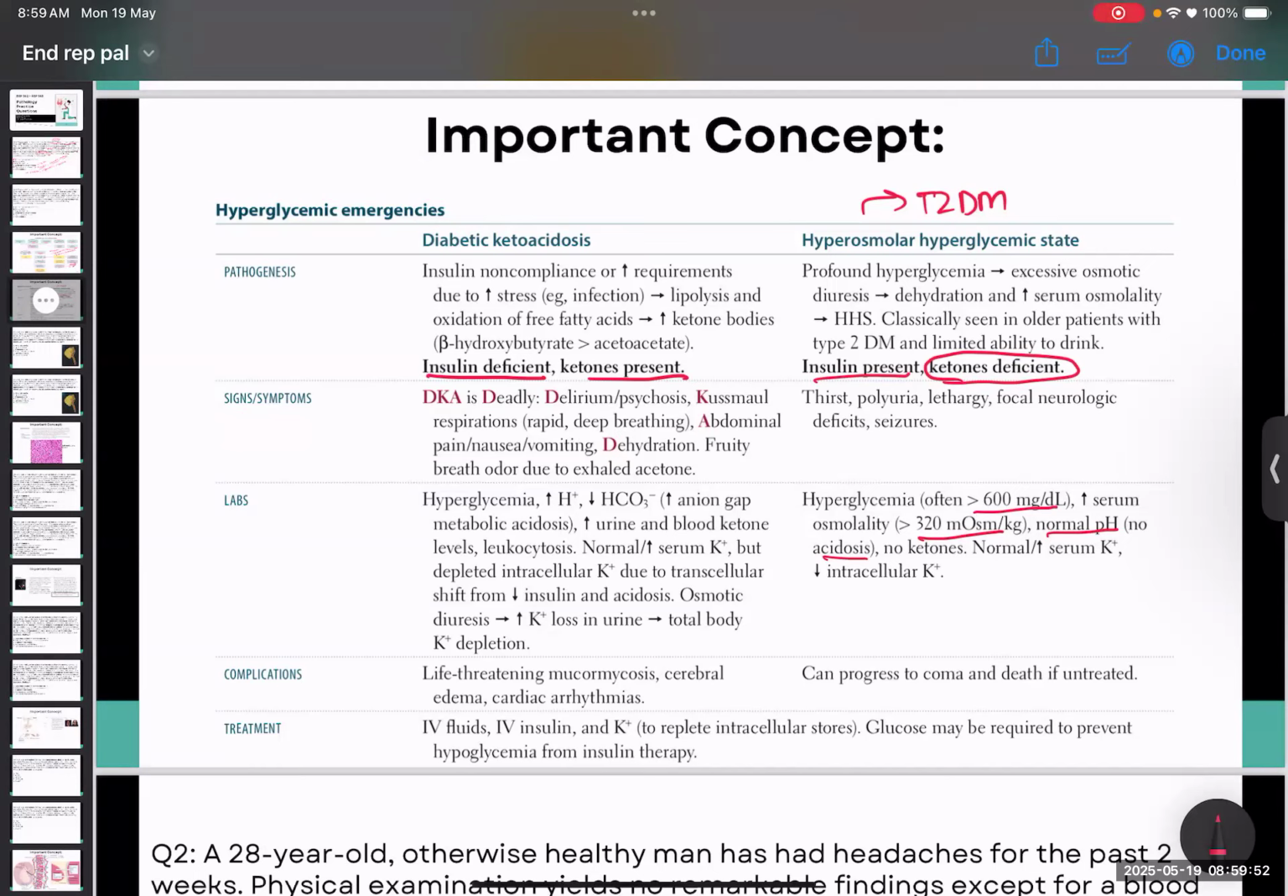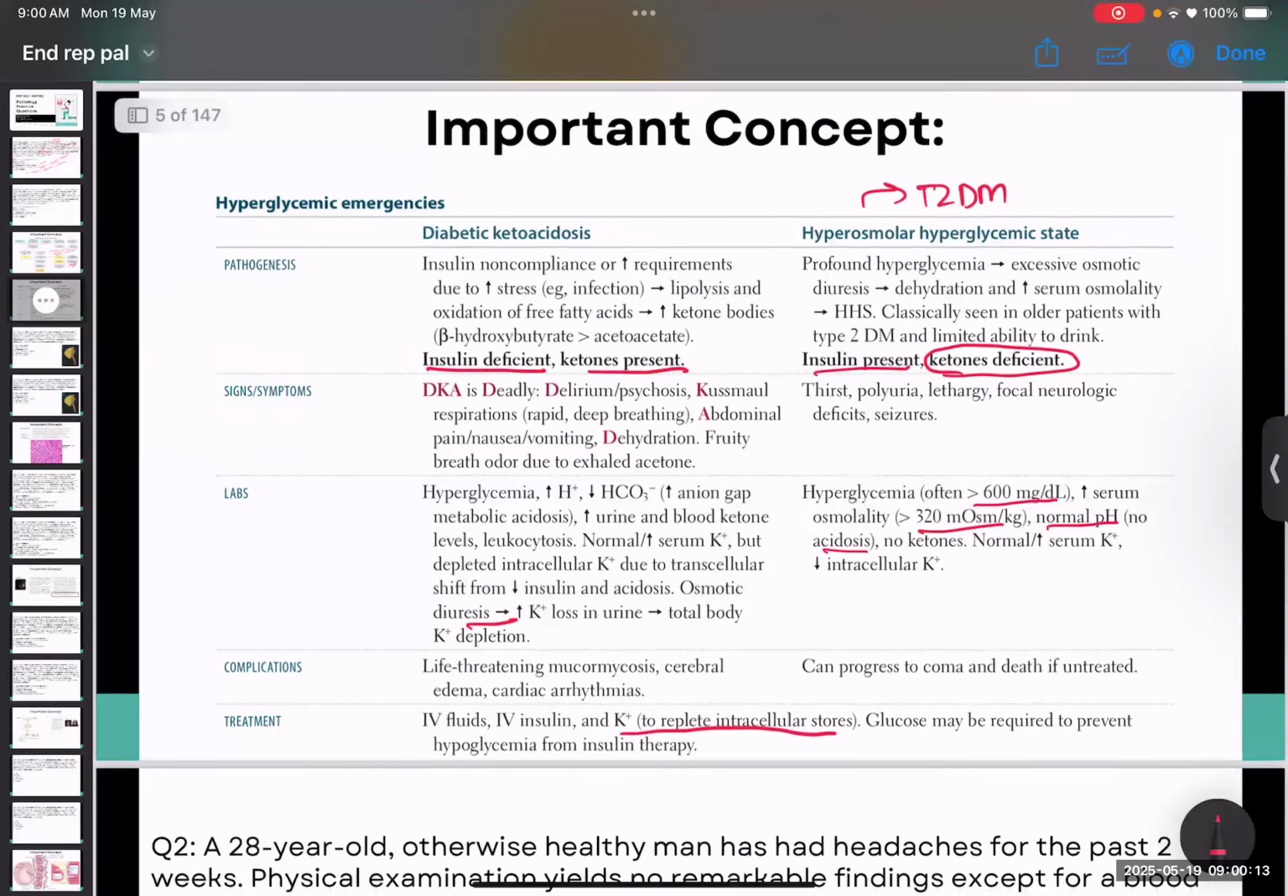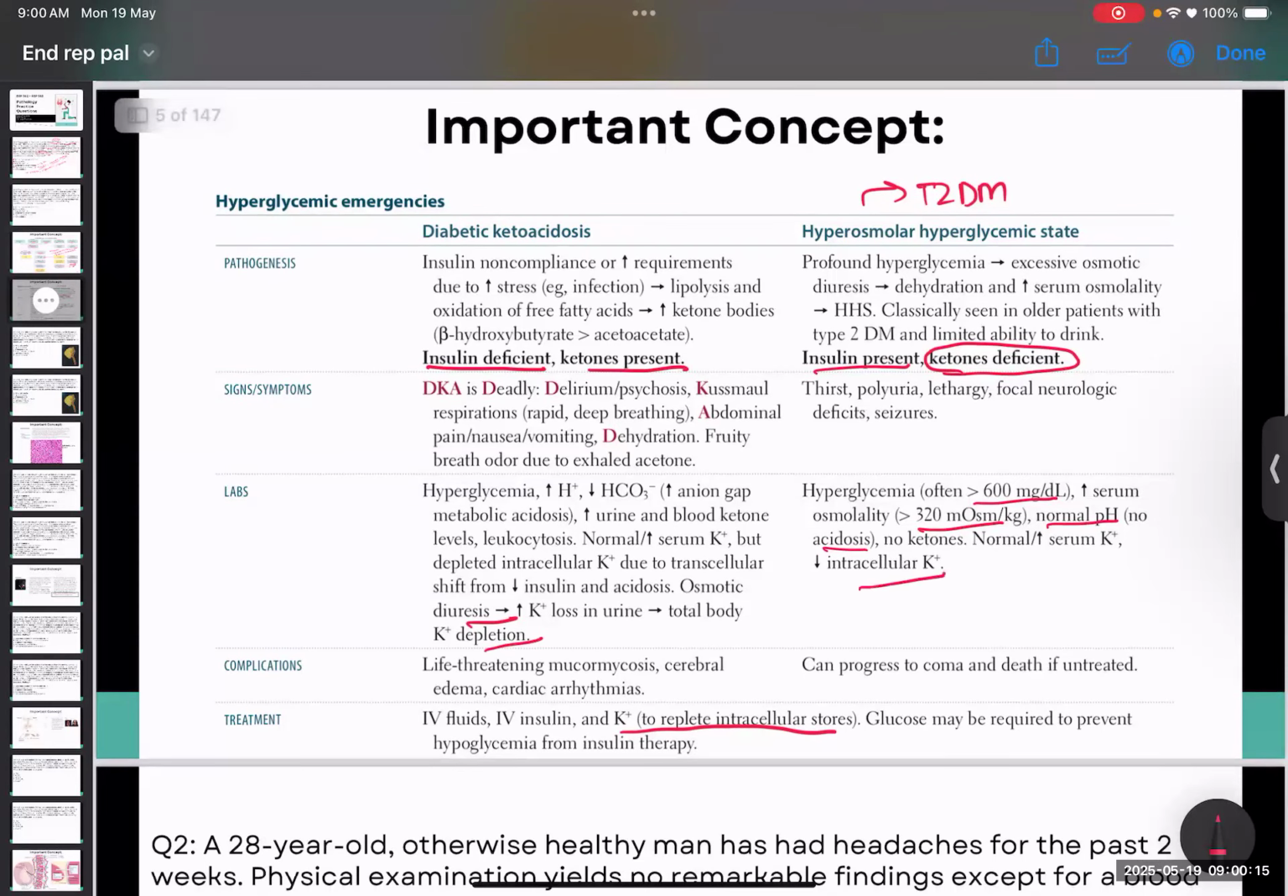And the reason why I say this is that it makes a difference in management, because you want to supply them with potassium to replete their intracellular stores. And another thing about diabetic ketoacidosis was that a lot of potassium was lost from the body because of osmotic diuresis. Here, you don't necessarily see that total body potassium depletion, it's just intracellular potassium depletion. And these are the symptoms for both of them.